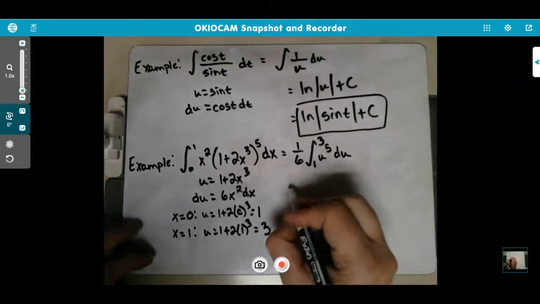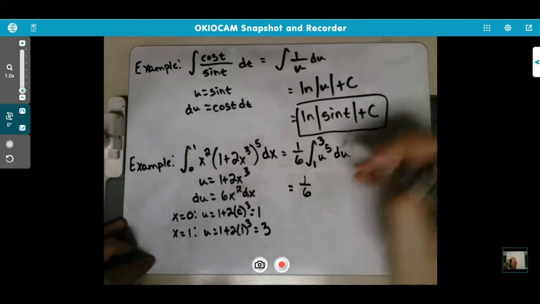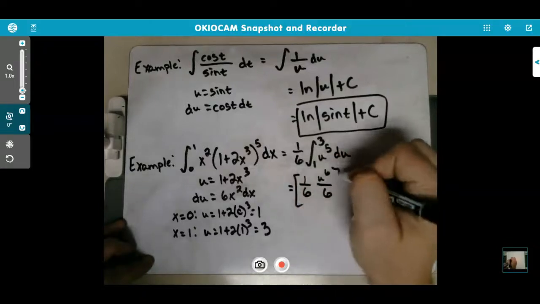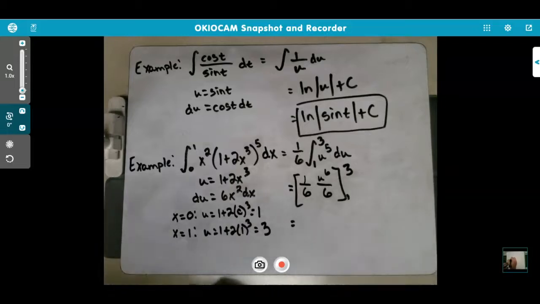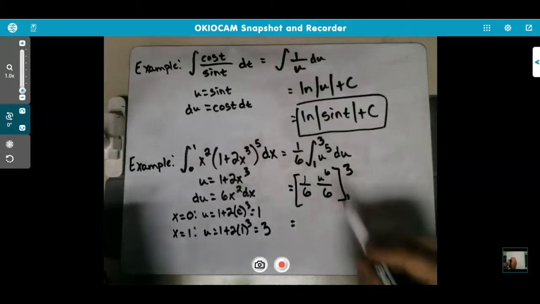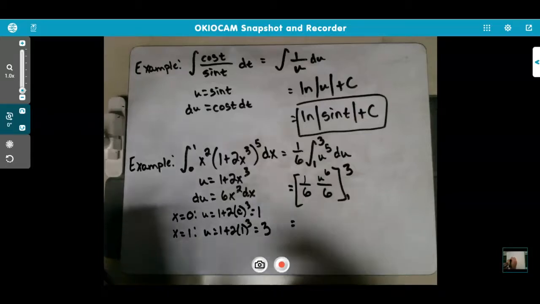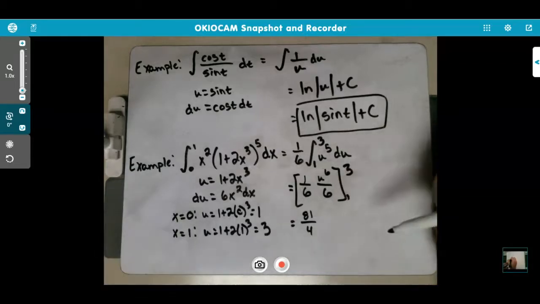So now I can just take the antiderivative, 1/6 times, add 1, and we get u to the 6th over 6. And we're doing that from 1 to 3. Plug in a 3. 3 to the 6th is something that I don't know. I'm getting my calculator. 3 to the 6th is 729 divided by 6 times 6, which is 36. Again, that's what happens if I plug in a 3.